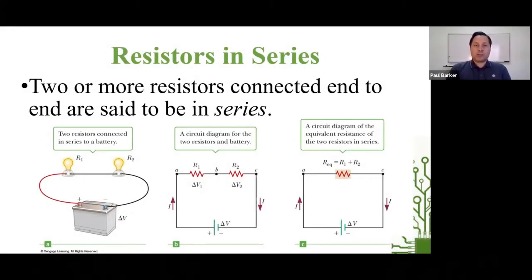Next, we're going to discuss resistors in series. Two or more resistors connected end to end are said to be in series. As you see in the diagram at the bottom, you have the battery connected to 2 light bulbs, and where one wire ends, the other one begins, and that is in series. So those 2 light bulbs are connected in series. For the diagram in the middle, you have the resistors as the squiggly lines, R1 and R2. To get the equivalent resistance when the resistors are in series, all you have to do is add them together to get the total equivalent resistance.